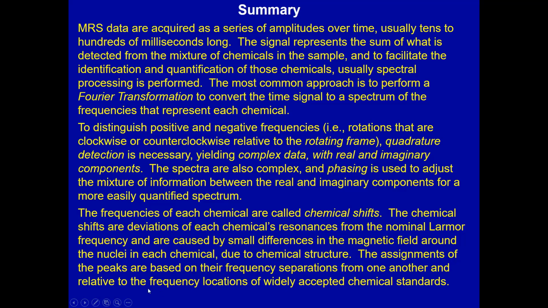Now the assignments of the peaks are based on their frequency separations from one another. So that gives us why there are a certain number of parts per million separating different peaks. But the exact number that everyone accepts for any given chemical is relative to chemical standards that we've agreed upon. Now, something that comes up in conversation sometimes, and history interests me a lot, is: if we get a signal from the brain, how do we know that signal corresponds to glutamate or to N-acetyl-aspartate or to lactate?